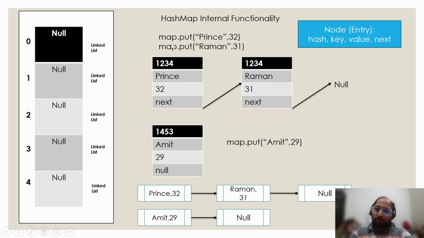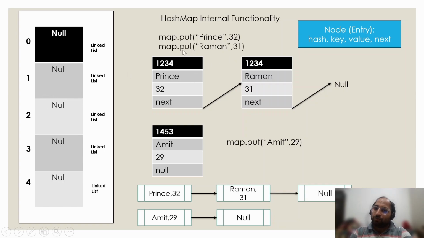Now let us move on to the second entry, which is Raman comma 31. Let us consider that because of Raman also we got the same hash code, which is rarest of rare, but it can happen. That's why it is handled internally by the hash map, right? Now let us say hash code 1234 is generated, which is similar to the previous hash code. As a result of it, the same index will be calculated. So now when it checks that this particular node is not null, what will happen?